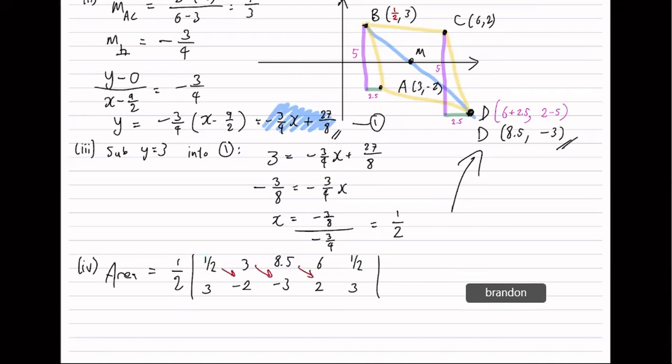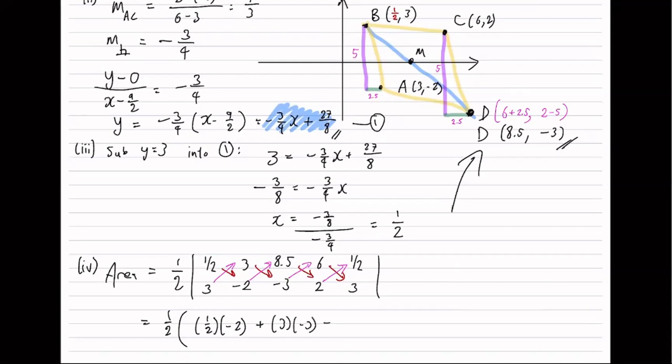Then down, multiply, and then subtract away, up. So what would this be? 1/2 multiplied by? Oh no, so many things to copy. This times this, plus this times this, plus this times this. The red arrows are. Please let me know if I copy wrong. 3 times -3 plus 8.5 times 2 plus 6 times 3. That's for the first half.